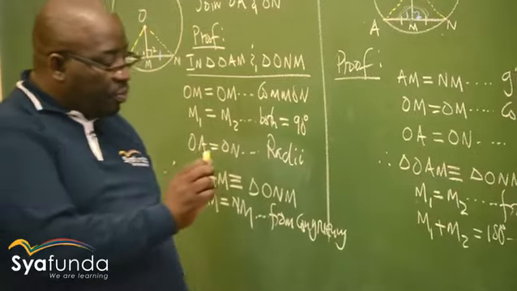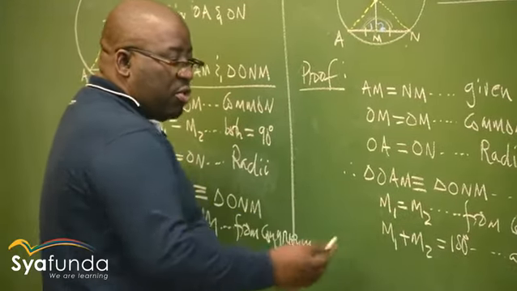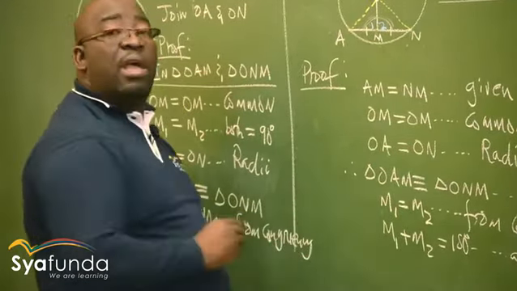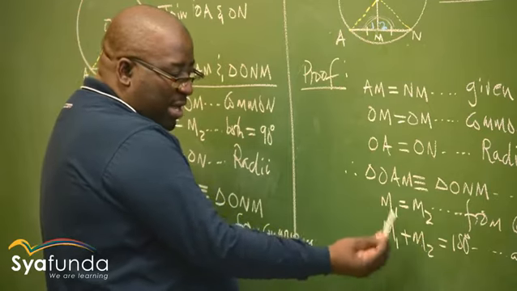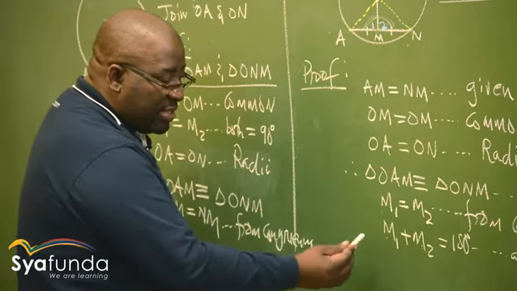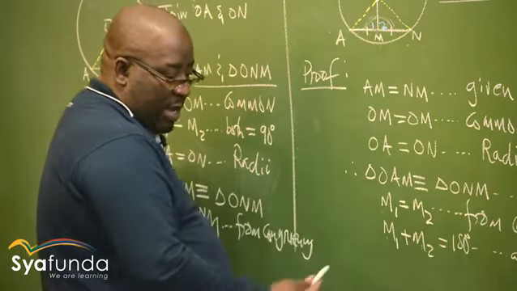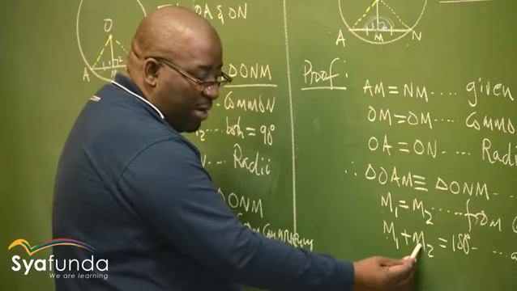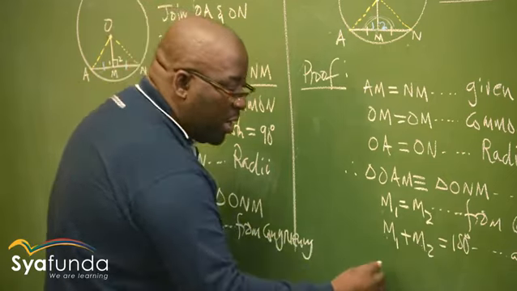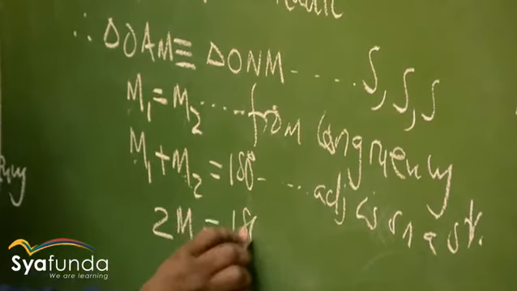Look here. We've just said M1 is the same as M2. Do I need M2 there? I don't need it. I've got M1 plus M2. Because M2 is the same as M1, where there's M2, I can substitute it with M1. So this is the same as M1 plus M1 is equal to 180. What is M1 plus M1? It is going to give us 2M1, which equals 180 degrees.